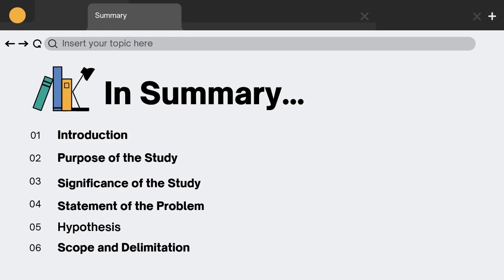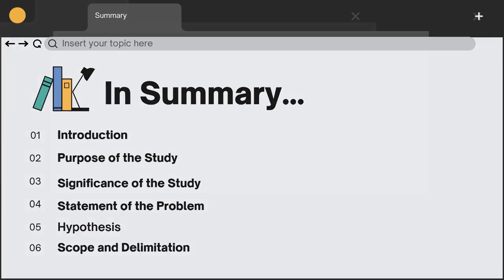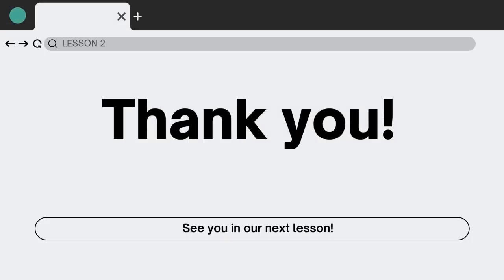So, in summary, we talked about the introduction, purpose of the study, significance of the study, statement of the problem, hypothesis, and the scope and limitation. And basically, these are the main parts of chapter 1, plus the definition of terms, which we will discuss in our next lessons. I hope you understand those parts and how to write them, because soon you will have to draft your own chapter 1 to start your research paper. And that's it for our lesson 2 about research. Thank you, and see you in our next lesson.